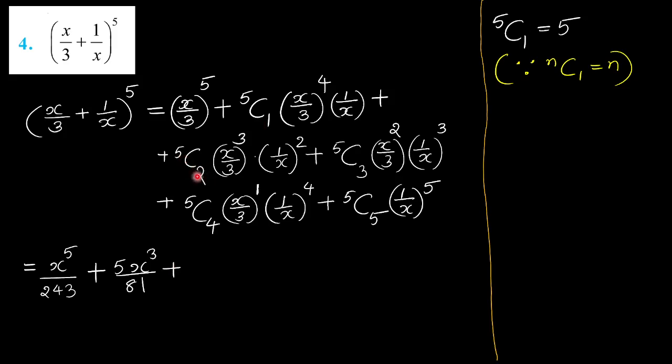Now 5C2 is there. 5C2 is NCR. How will you find numerically NCR? First you write n, you start with it. Subtract 1, you will get 4. To indicate that only 2 numbers are allowed. Subtract 1 again and again, but 2 means that only 2 numbers are allowed. Denominator will be the factorial of this number.